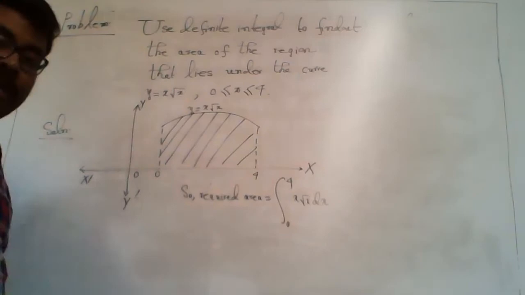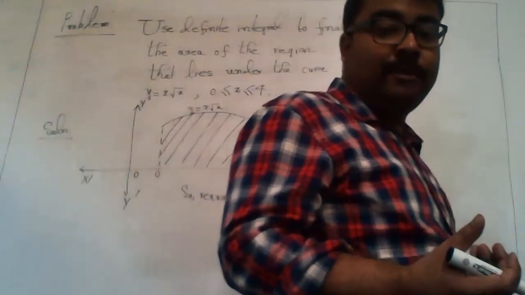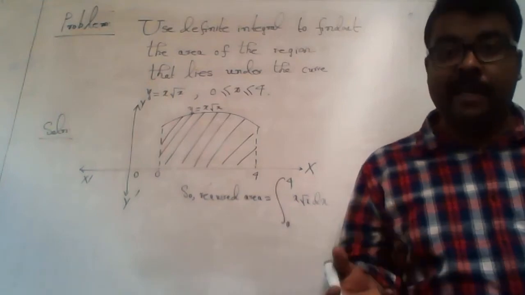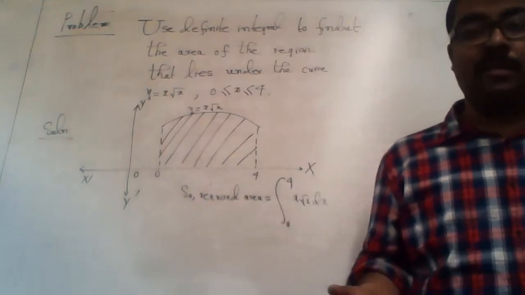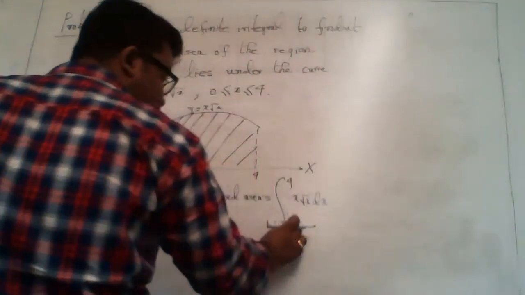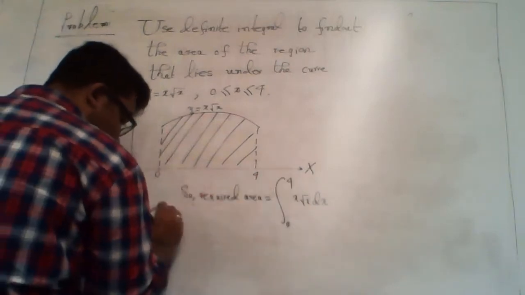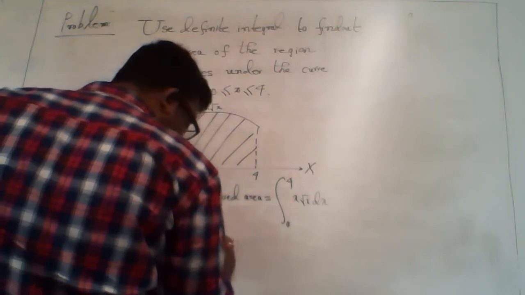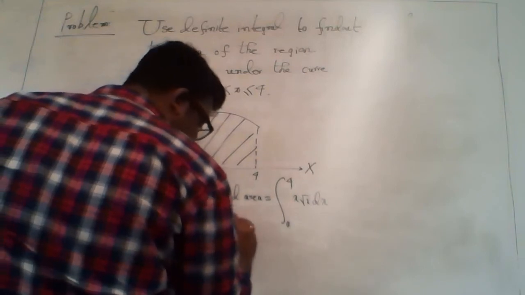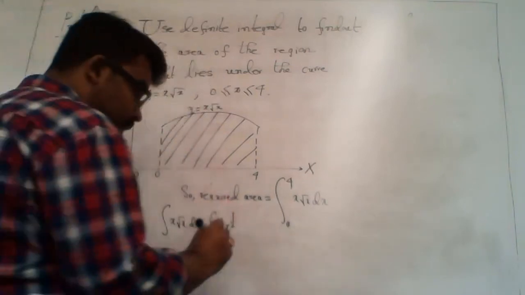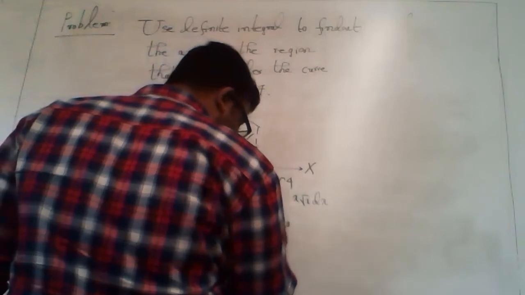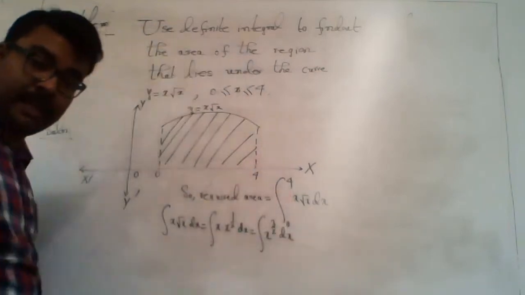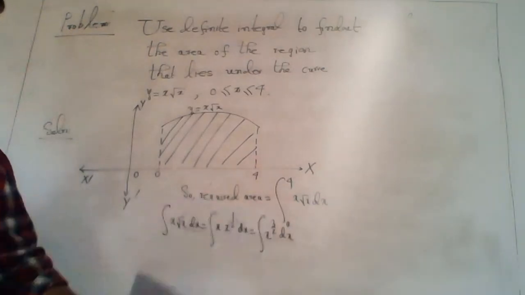From our lecture video 2, I first ignore these limits and just compute the indefinite integral, then find the difference of the values. So first I ignore the limits 0 and 4 and just consider this x square root of x dx. This is x times x power half dx, so this will be x power 3 over 2 dx, right? 1 plus half gives you 3 over 2.